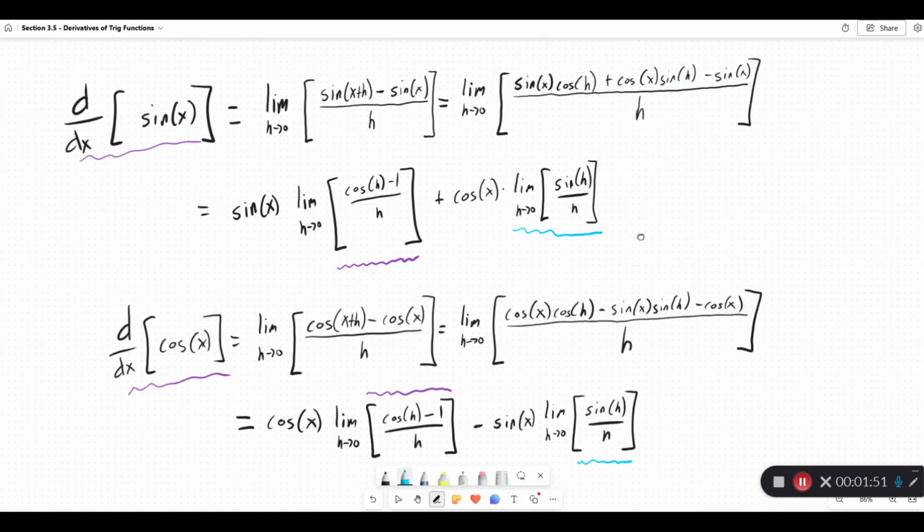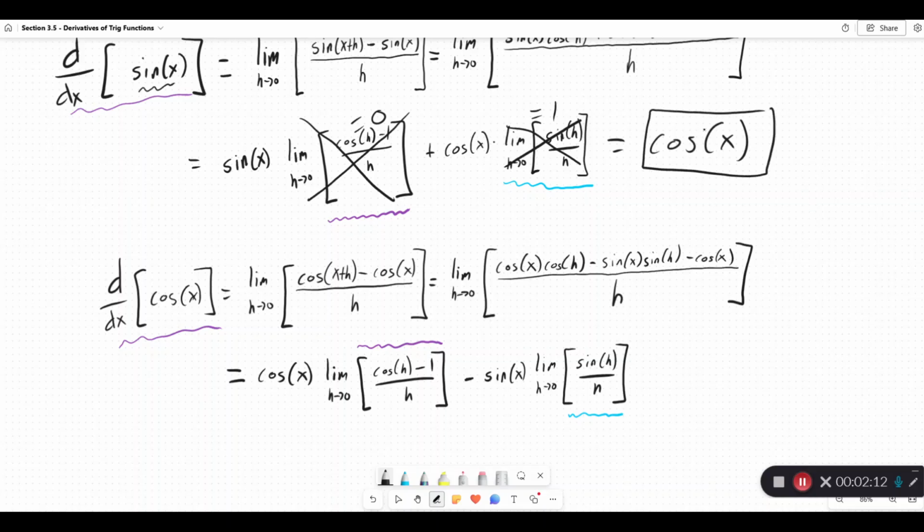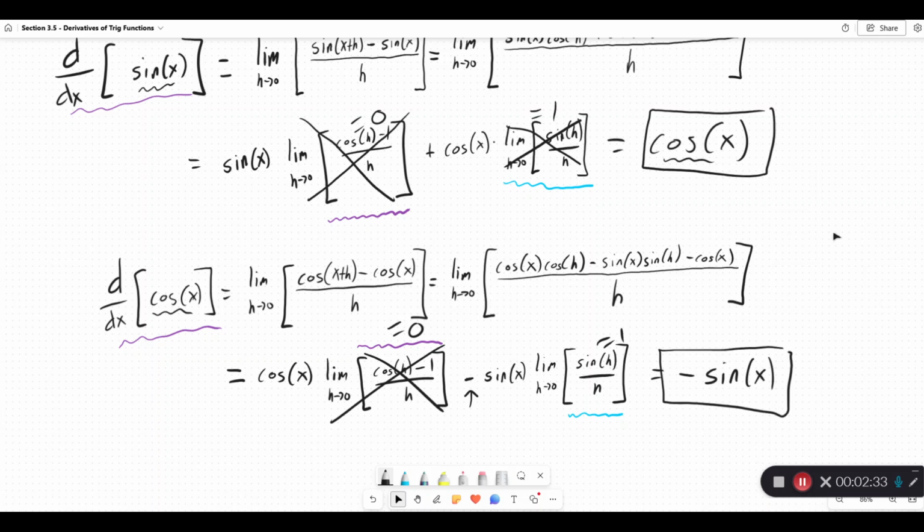Okay, so that's going to allow me to rewrite this: this is 0 and this is 1. So sine of x times 0 plus cosine of x times 1. The derivative of sine is cosine. And that works out pretty nicely. What about the derivative of cosine? Well, once again, this is 0 and this is 1. Notice cosine, there's a minus sine of x times 1. The derivative of cosine of x is negative sine of x.